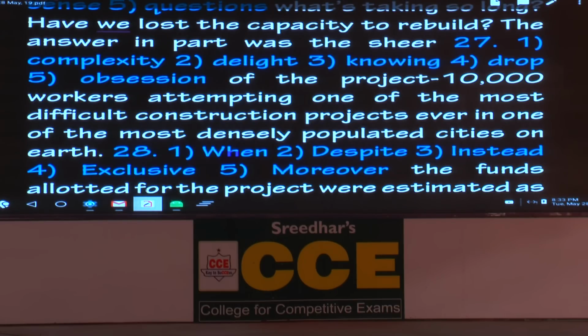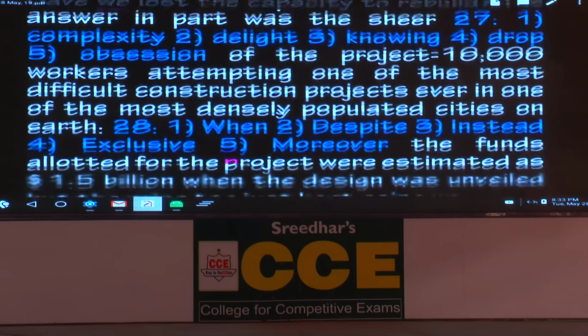First option, the sheer complexity of the project. Delight goes with pleasure. Here pleasure doesn't come into the picture. Sheer knowing, not the right combination. Sheer drop, not at all relevant. Sheer obsession, a possibility, sheer obsession of the project. But the complete sentence talks about what? 10,000 workers attempting one of the most difficult construction projects ever in one of the most densely populated cities on earth. That's a complex task. It talks about complexity. So, sheer complexity. What is the next one?